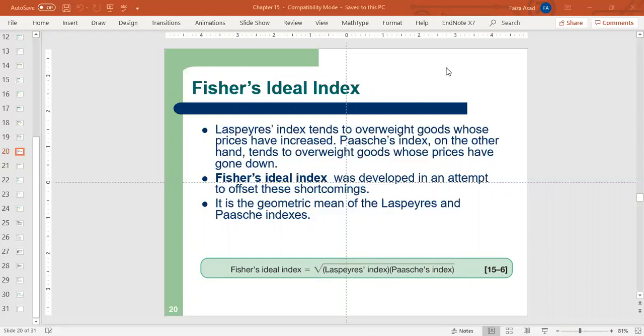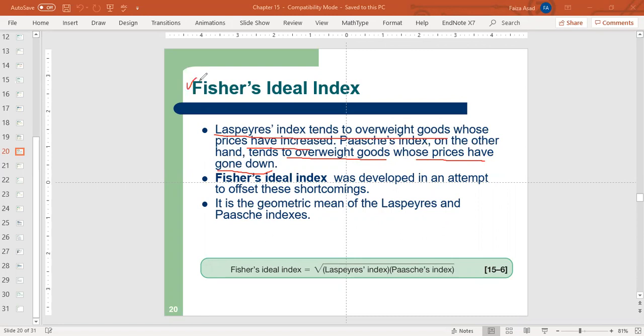Fisher Ideal Index is basically developed to offset the shortcomings of these two methods, which are highly sensitive to or overweight those goods whose prices increase or decrease. That point is mentioned over here. If you read the first point, Laspeyres index tends to overweight the goods whose prices have increased. Paasche's index, on the other hand, tends to overweight the goods whose prices have gone down. So this shortcoming is offset by the Fisher Ideal Index.